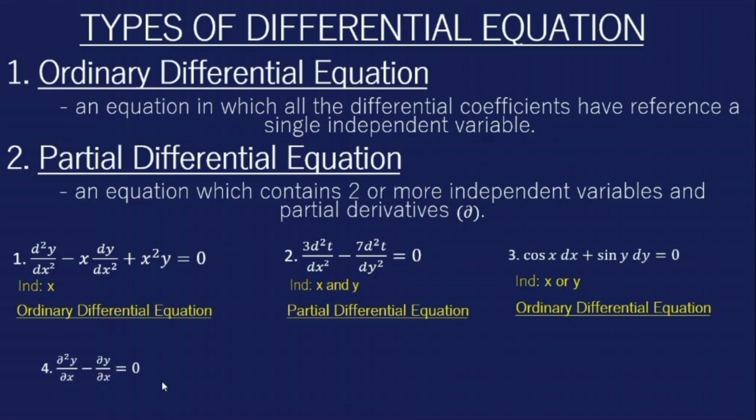So, this is number 4. With this equation, the type of differential equation is partial differential equation. Why partial, when the independent variable is only x? It is partial because even though the independent variable of the equation is only x, a single independent variable, it has the sign of partial derivatives, so it is automatically a partial differential equation. I hope you get it.